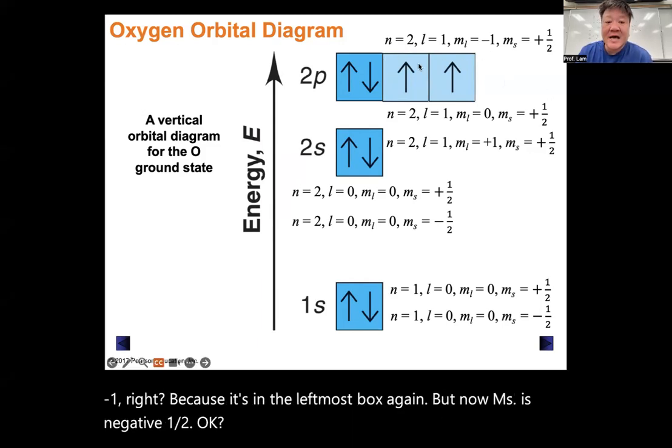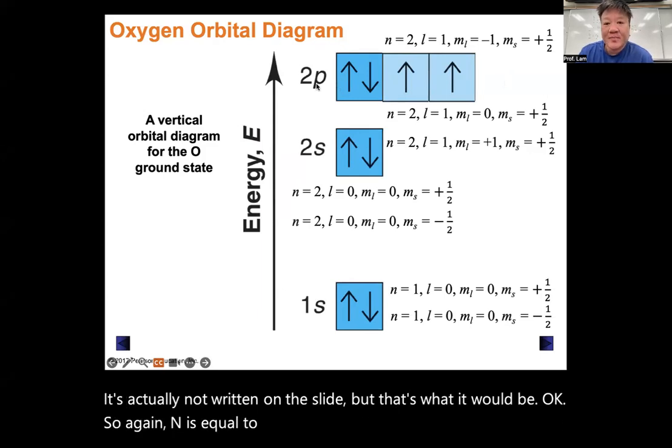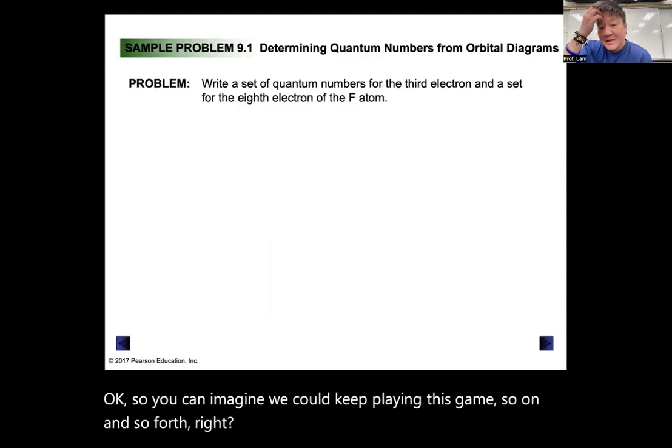It's actually not written on the slide, but that's what it would be. Okay, so again, N is equal to 2, L will be 1, ML is -1, and MS is -1/2. Right. Okay, so you can imagine we could keep playing this game, so on and so forth, right? Okay. But let's move on.